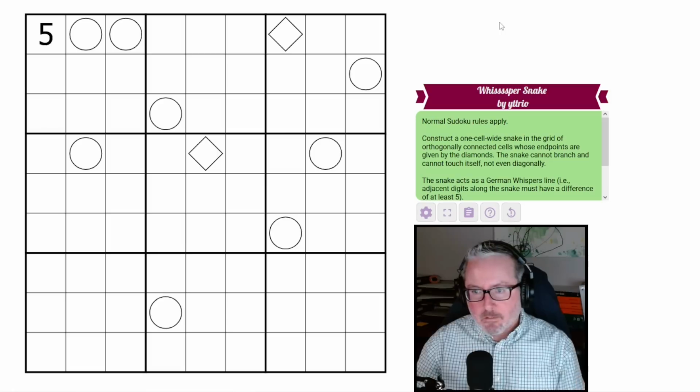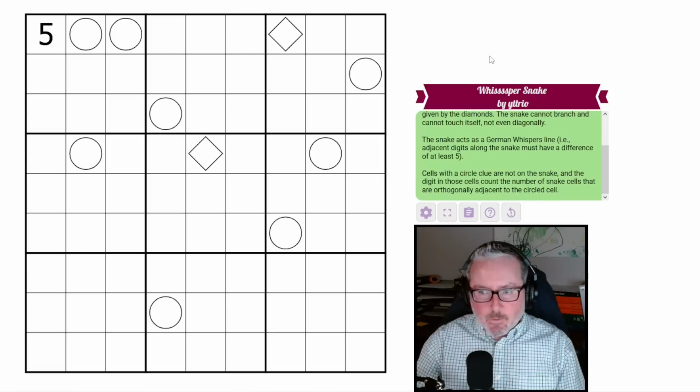Then we've got our snake clue here. So construct a one cell wide snake in the grid of orthogonally connected cells whose endpoints are given by the diamonds. These two here. The snake cannot branch and cannot touch itself, not even diagonally. So there is quite a restraint there. The snake acts as a German whisper line, which I think we could have figured out from here. Adjacent digits along the snake must have a difference of at least 5.